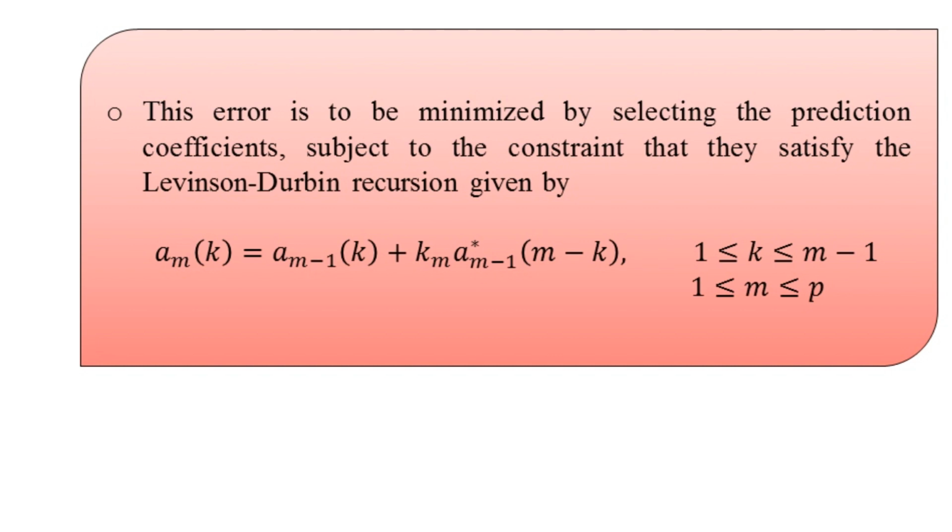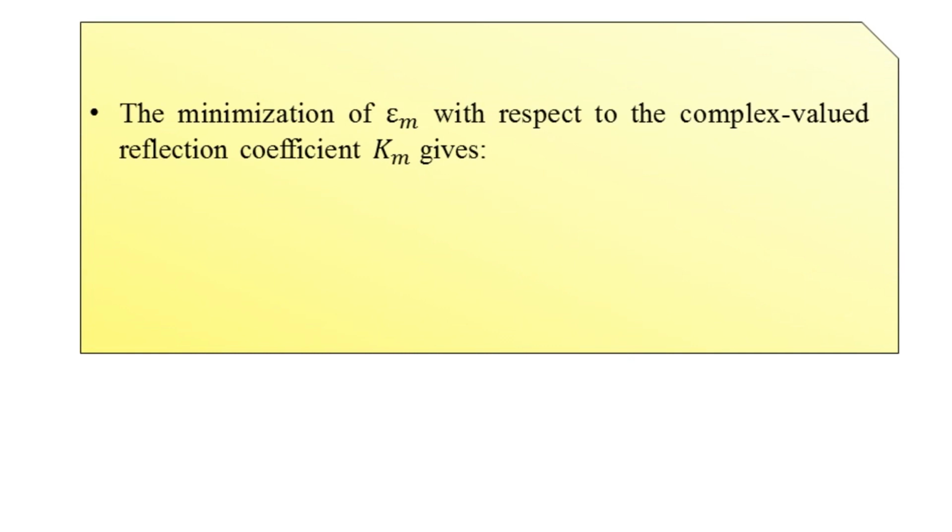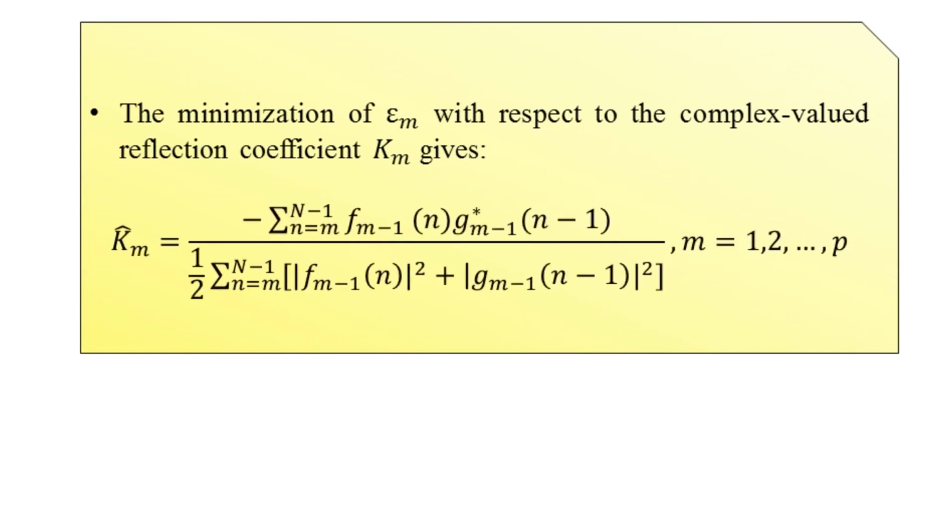So now, if we substitute the previous equations to perform the minimization of the equation denoted by eta suffix m with respect to the complex valued reflection coefficient denoted by capital K suffix m, the result can be denoted by capital K cap suffix m equal to, the numerator is minus the summation of n is equal to m to capital N minus 1 of f suffix m minus 1 of n multiplied by the conjugate of g suffix m minus 1 of n minus 1, and this is divided by the denominator.